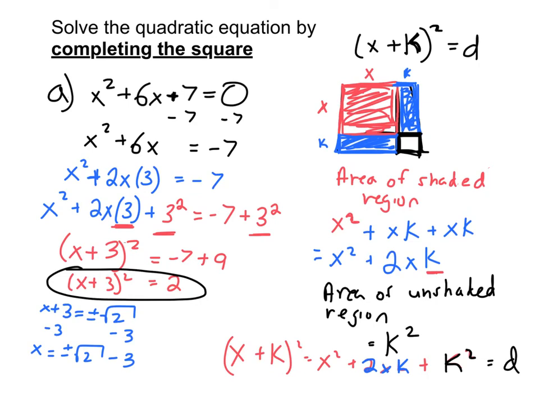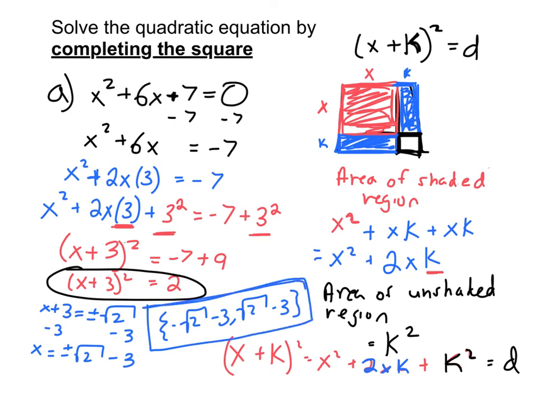Okay, so then when I'm going to write my solution, I'll start with the smaller of the two. Minus 3, comma, the square root of 2, minus 3. Okay, this is my answer. That is my solution set.